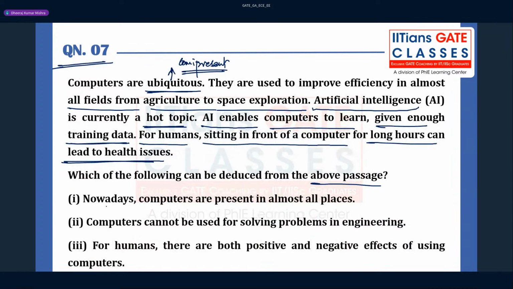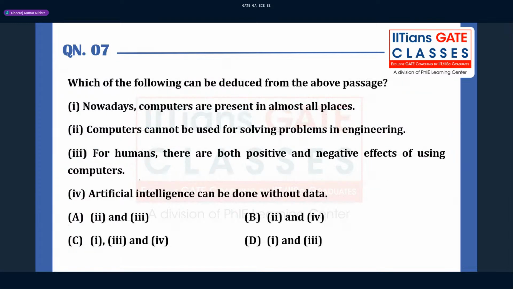So what are the options? Nowadays computers are present in almost all the places. Yes, this is correct, okay, because this word is there. Ubiquitous means nowadays computers are present in almost all the places. Computers cannot be used for solving problems in engineering. This is wrong. Nowhere it is mentioned, right? Okay, that is very important to keep in mind. Computers cannot be used for solving problems in engineering. It is used, possibly, yes. For humans, there are both positive and negative effects of computers. This is also correct, okay, according to the given passage. So first and third is correct, right? So first and third means D is the correct answer for this question, right?